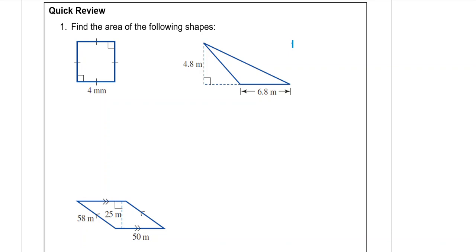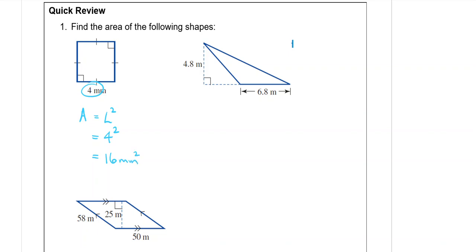So the first one is a square. The formula for a square is A equals L squared. The length of the square is 4. So we have 4 squared, and 4 squared is 16 millimeters squared.